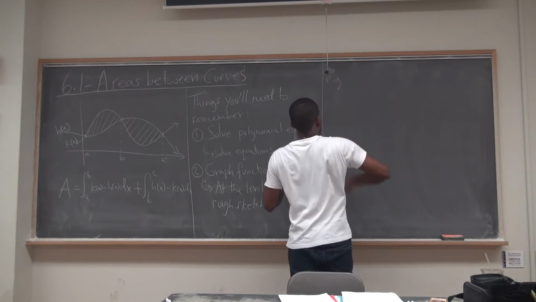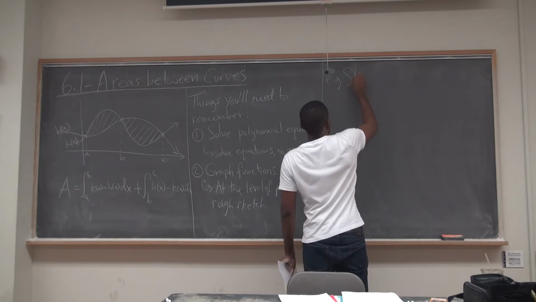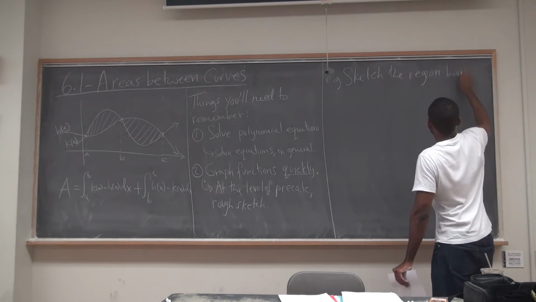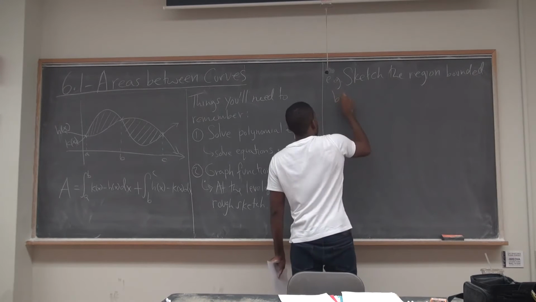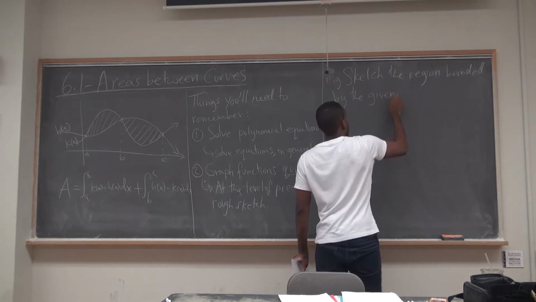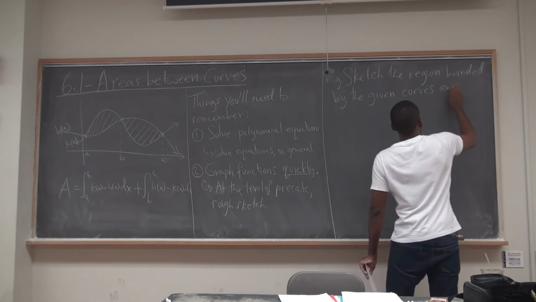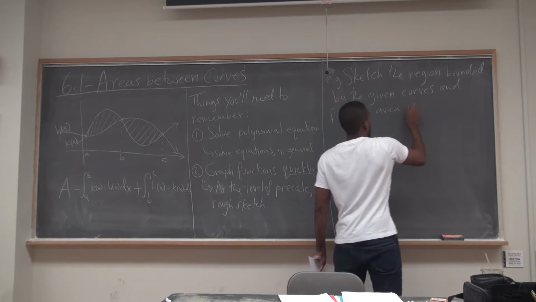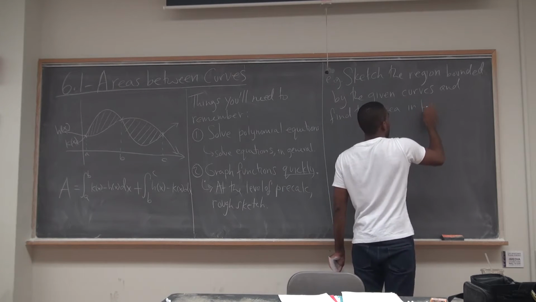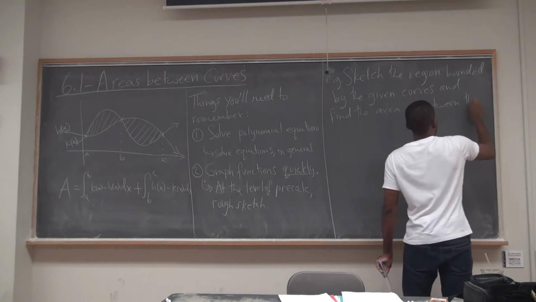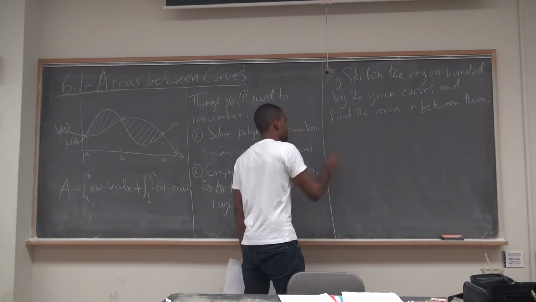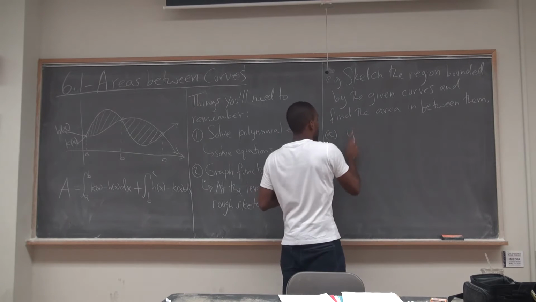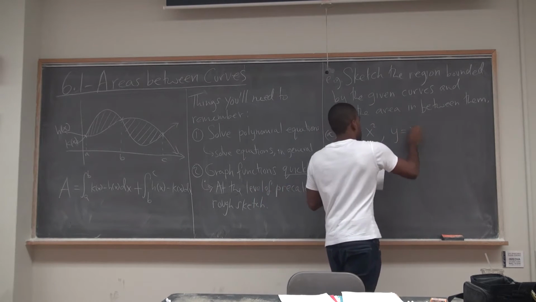So a typical problem would look something like this. Sketch the region bounded by the given curves and find the area in between them. So something like that, very similar phrasing. And here's one example. So here you'll be given two curves. Let's say y equals x squared and y equals x plus 2.